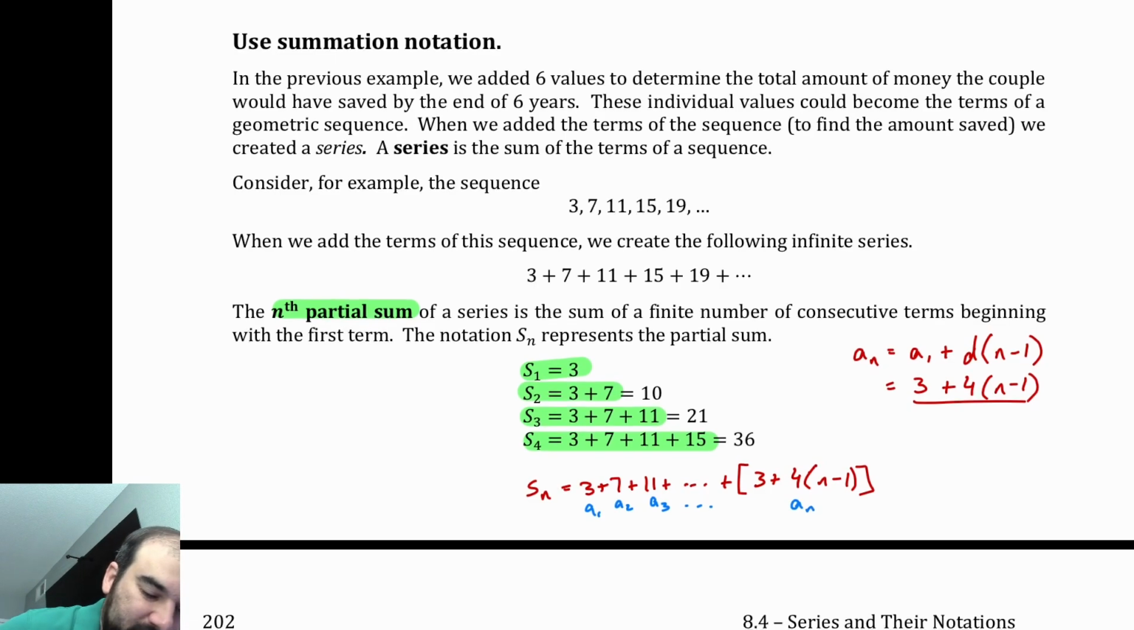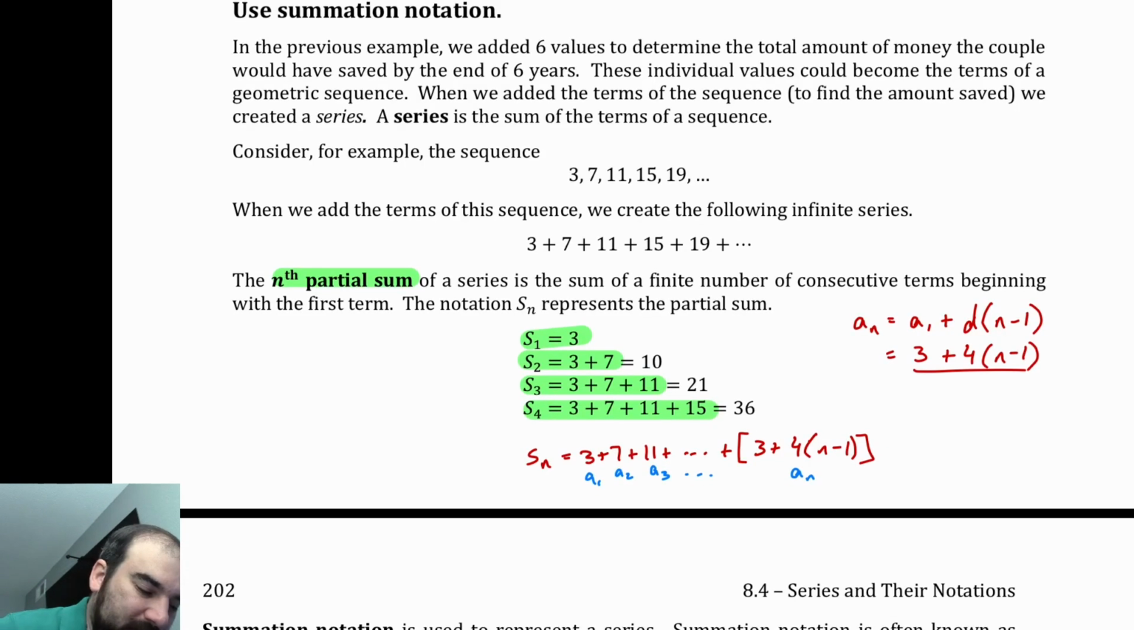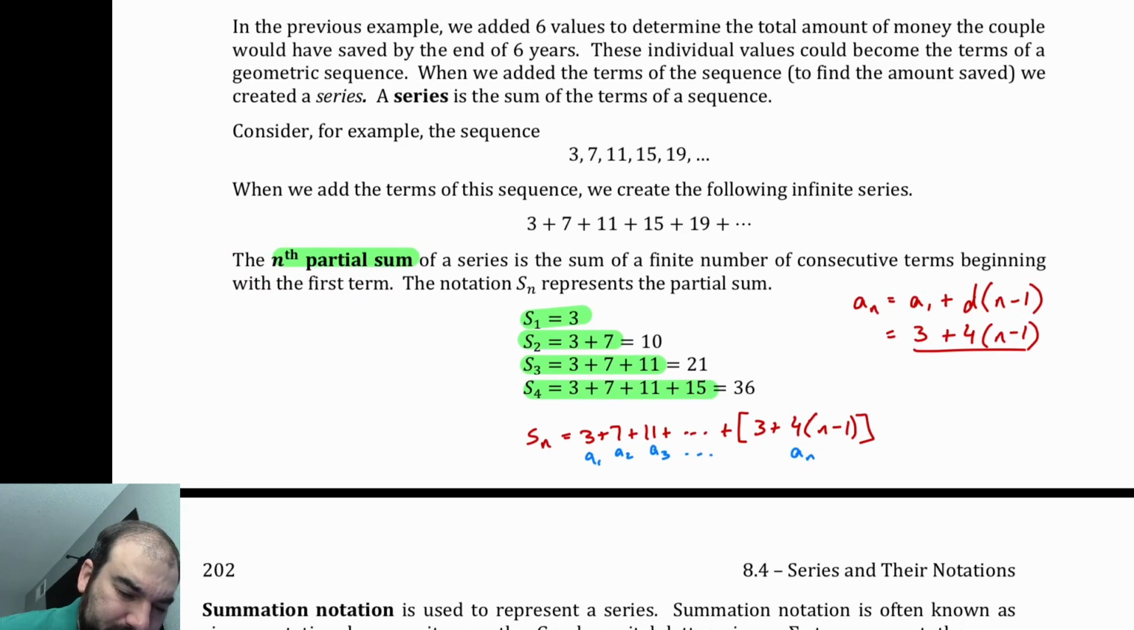So the sum of the first n terms, the nth partial sum, would be the result of this sum, whatever it is. Now, we can't really add these together unless we know what n is. So in this case, when n is 4, we're adding the first 4 terms together. When n is 3, we're adding the first 3 terms together, and so on. So that's what the nth partial sum is referring to.